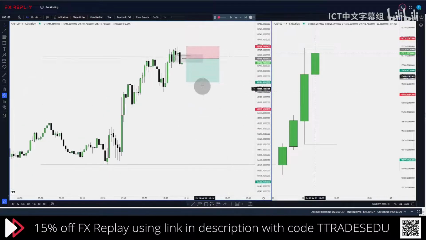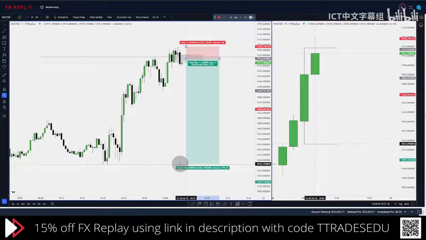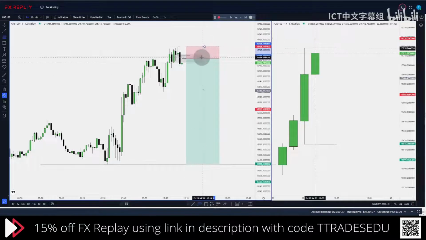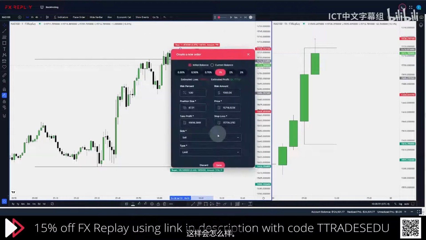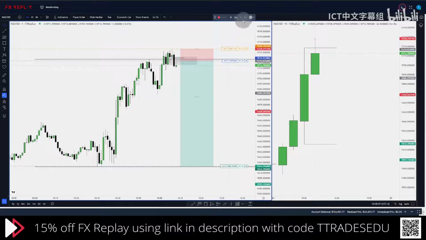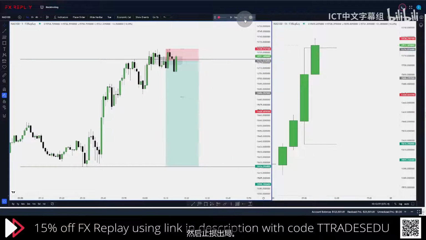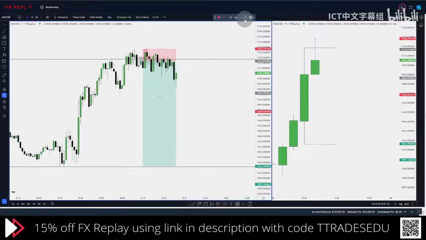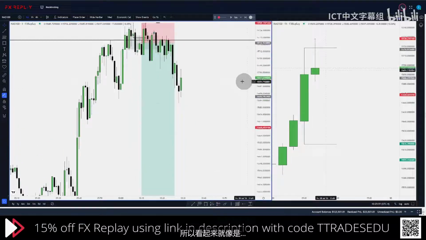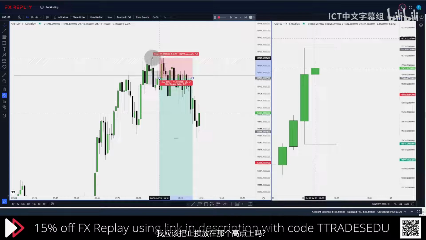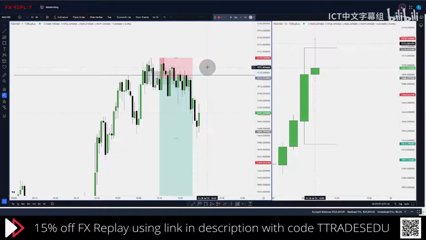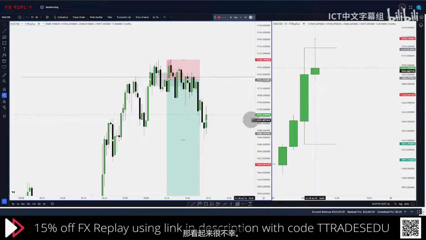Where am I targeting? This low. And once I hit 3R, that's when I want to be break even. So let's see how this works out. We're in and stopped out. So looks like it just, did I put my stop on that high? Yeah, that looks to be unlucky.